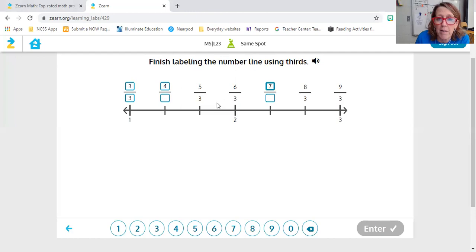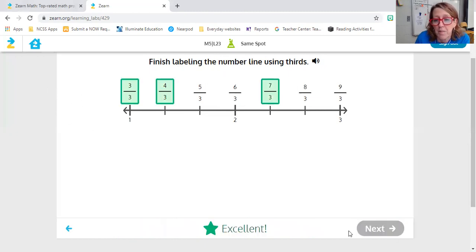What do we notice about the bottom though? Has this number changed in any of these? It hasn't. So this is going to stay a 3. So let's make that a 3. So this is 3 thirds, 4 thirds, 5 thirds, 6 thirds, 7 thirds, 8 thirds, 9 thirds. The reason we're all the way up to 9 thirds is because we have a 0 over here, a 0 from 0 to 1. You have 1 third, 2 thirds, and then 3 thirds. Okay, yay, we got that.